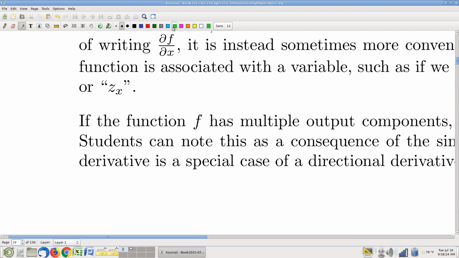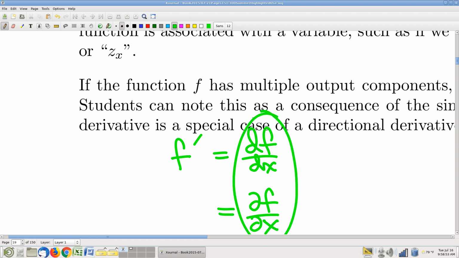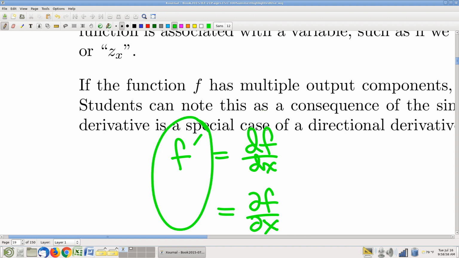So recall that in single variable calculus, if you have f, then you can take a derivative by writing f prime, or you can write df dx. Analogously, if you're looking at a partial derivative, in addition to this Leibniz-like notation for derivatives, there is a Newton-like notation for partial derivatives as well.